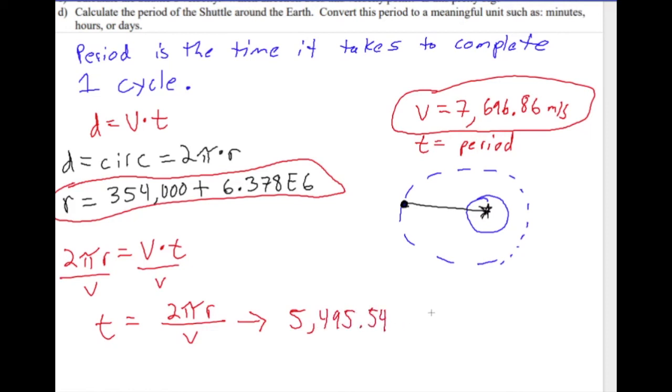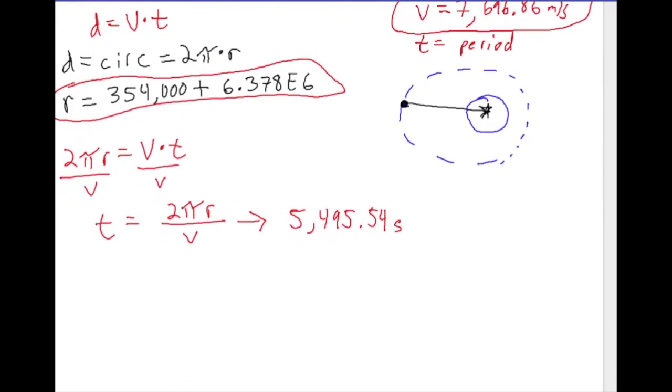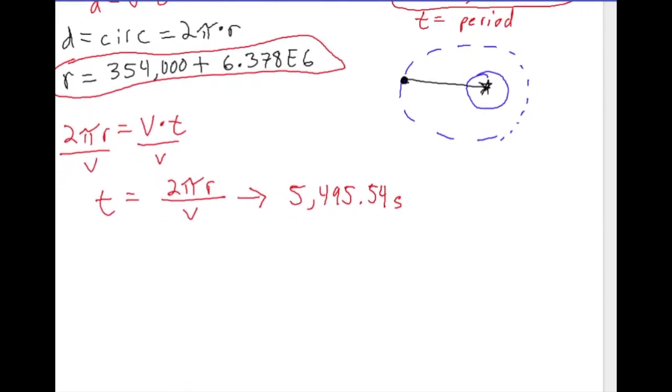5,495.54. What's the units, though? Well, if we've been paying attention, we noticed that we had velocity in here, and velocity has the units of meters per second. Since we're ending in time, we're going to end with seconds. So this is going to give us 5,495 seconds. It wants us to convert this into meaningful units like minutes, hours, and days, all that good stuff.